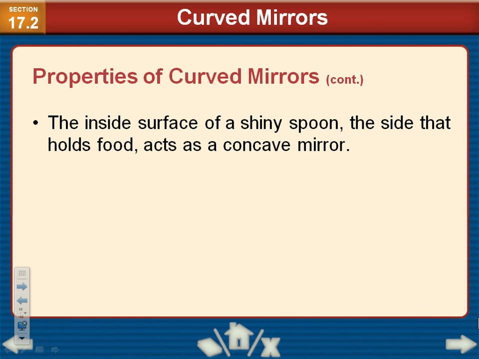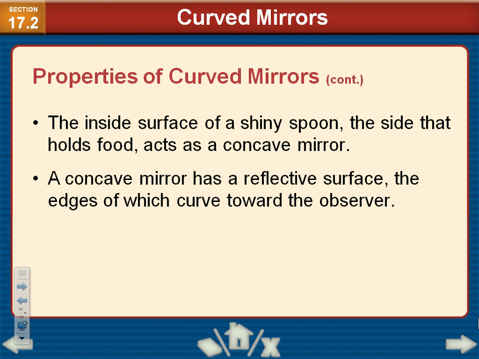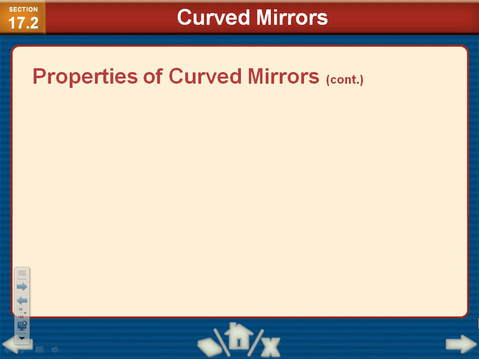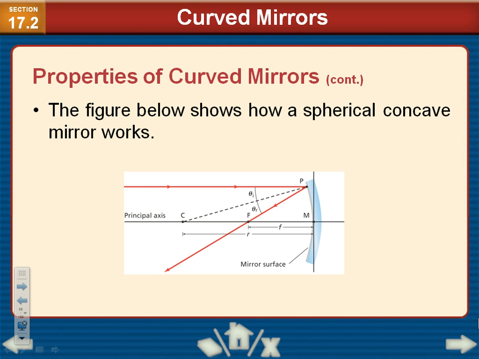So if you hold the inside of a shiny spoon, the side that holds the food, we're going to call that a concave mirror. Again, caved in. The concave mirror has a reflective surface whose edges curve towards the observer, and so the properties of the concave mirror depend on how much it is curved. So we're going to start looking at this idea of a concave part.